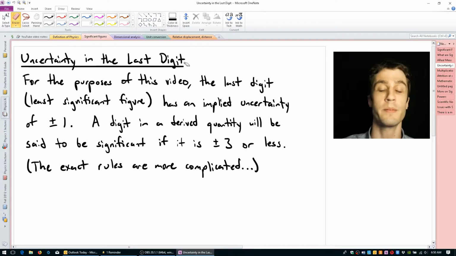So let's talk about the uncertainty in the last digit. For the purposes of this video, the last digit, or the least significant figure, has an implied uncertainty of plus or minus 1. A digit in a derived quantity will be said to be significant if it is plus or minus 3 or less. And the exact rules are more complicated. There really are no hard and fast rules about whether a digit is significant or not. But we need to be able to pin down something for the sake of this video.